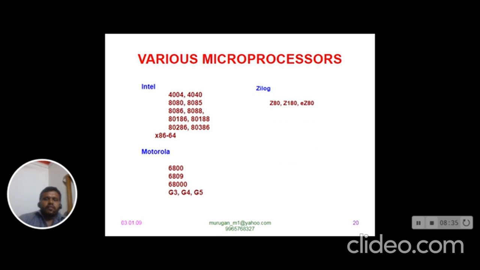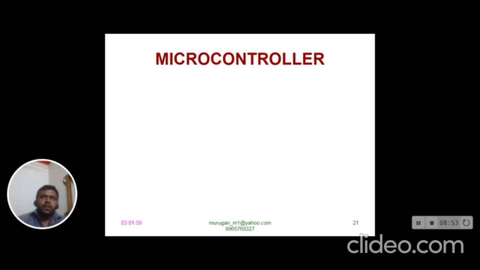Zilog is also a company which manufactures microprocessors, that is Z80, Z180, EZ80, Z8, EZ8. And there are more companies. We know the company Atmel, which manufactures some types of microprocessors based on the Intel processors.